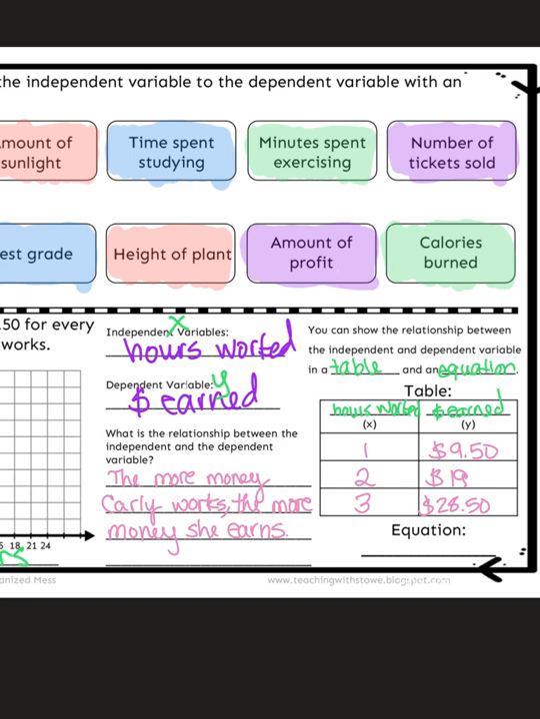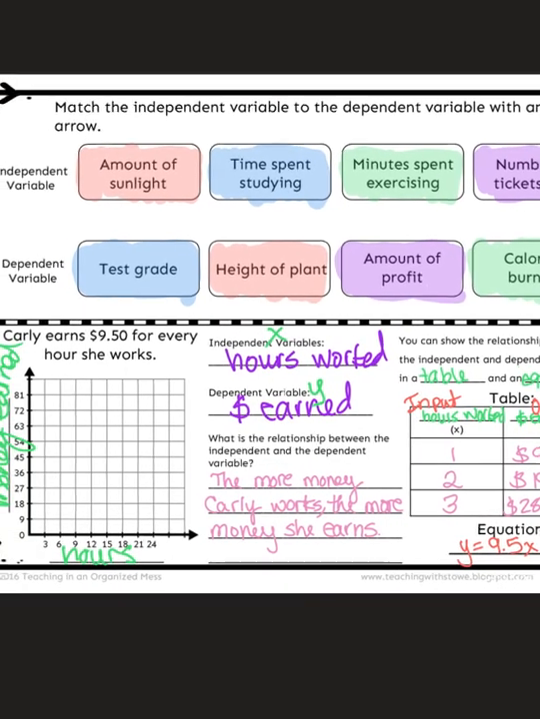I'm doing something to the y, or something to the x to get to the y. Because remember, I said earlier that the x is like your input and your y is your output. So what am I doing? My equation is saying that y is equal to $9.50 times x. So I'm going to write the $9.50 as a coefficient, but I don't need that 0 because it has no value. So my equation would be y equals 9 and 5/10 x. So we're going to actually graph that.